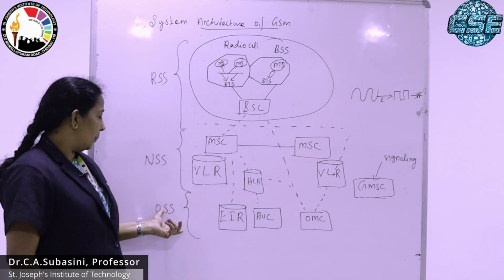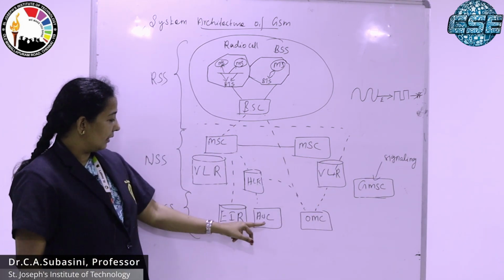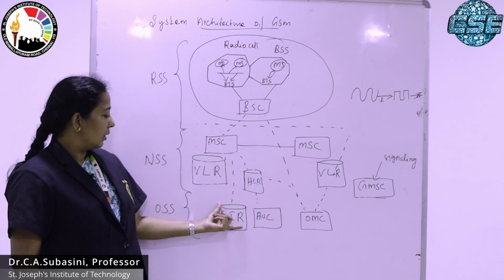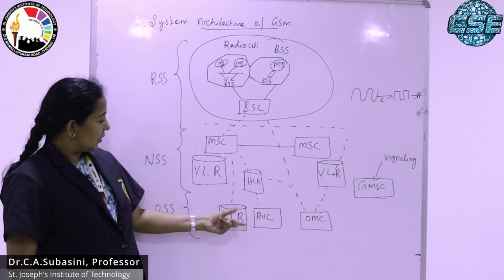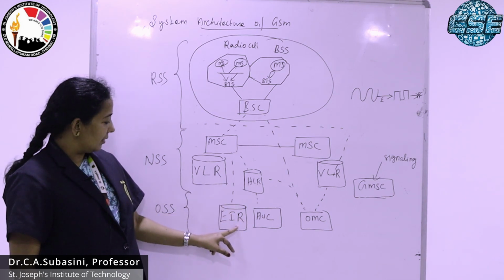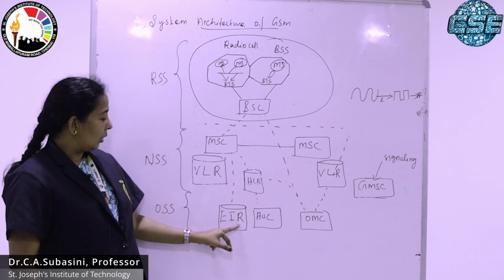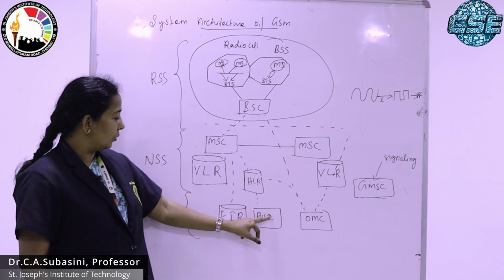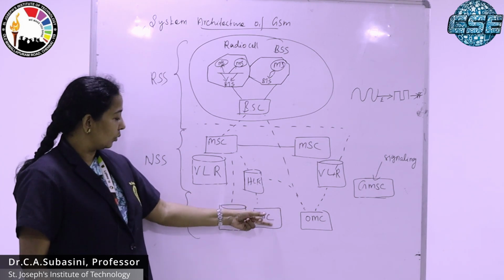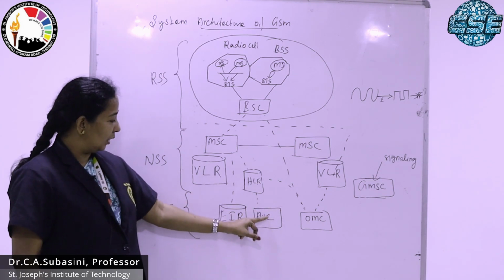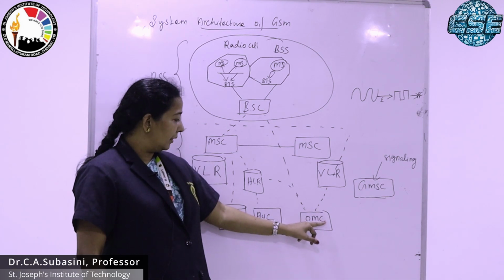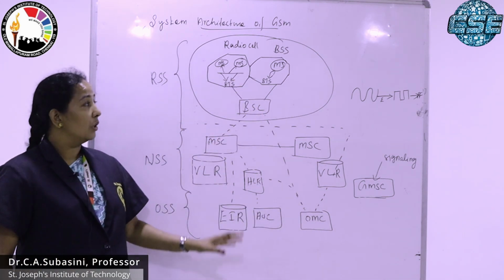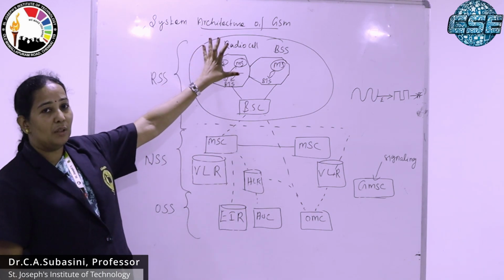Next OSS, the Operation Support System. In this we have EIR, AUC and OMC. The EIR, Equipment Identity Register, acts as a database that holds information about the equipment. Next AUC, the authentication center, where encoding and decoding techniques are available. And OMC is the Operation Maintenance Center, which maintains all the information about the network. So this is the system architecture of GSM.